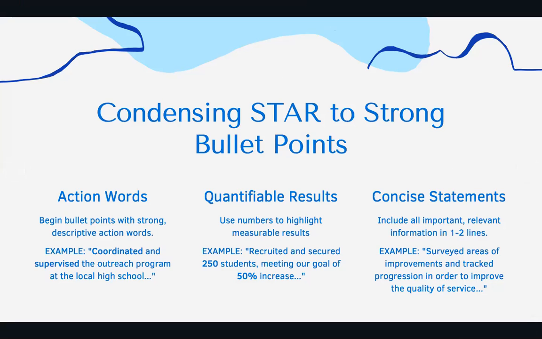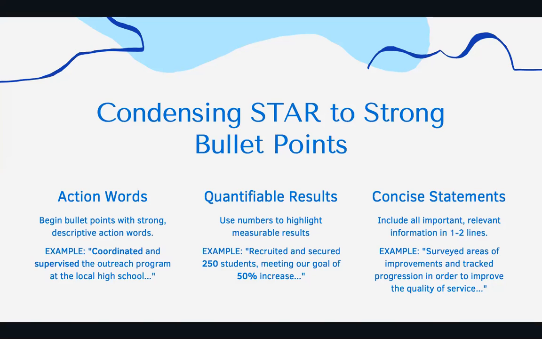And secondly, we want to emphasize having quantifiable results. This means using numbers to highlight your measurable results. For example, if you were in an organization and you were part of the recruiting team, you can mention, "I recruited and secured 250 students." That shows you the scale of how many people you've recruited to your organization, meeting our goal of 50% increase. 50% increase is a lot, and I'm sure a recruiter would be able to gauge how much you actually contributed to your organization, which is really important, right? So we want to highlight that to our recruiters.